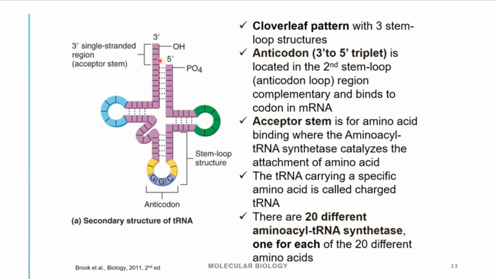And when this tRNA goes into the ribosome and allows the anticodon to actually base pair with the mRNA, making sure that it's actually the correct base pair, the tRNA will release the amino acid that's loaded onto the 3 prime single-stranded region, the acceptor stem, and this will be loaded onto the growing polypeptide chain that is attached to the ribosome.